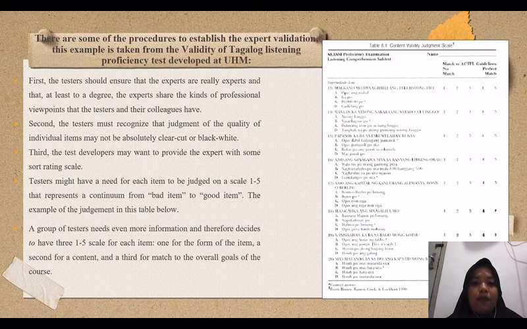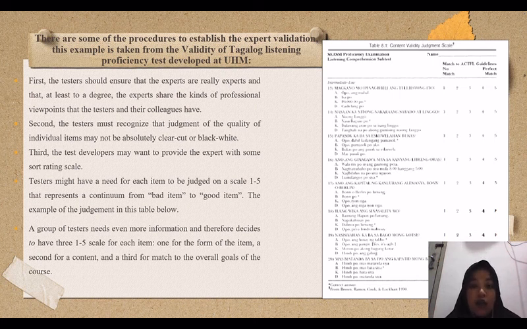There are some procedures to establish the expert validation. This example is taken from the validity of the Tagalog listening proficiency test. The first, the tester should ensure that the experts are really experts and that, at least to a degree, the experts share the kinds of professional viewpoints that the testers and their colleagues have.